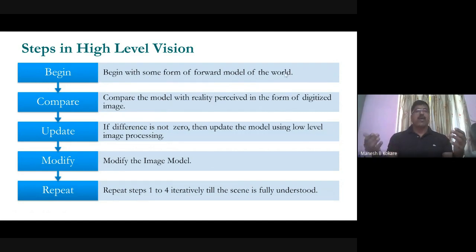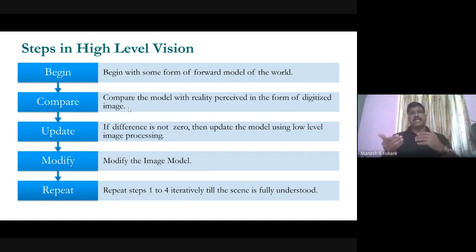After that we compare that model with the reality perceived in the form of a digital image. Yesterday we saw the block diagram of computer vision. The first step is image processing, which is nothing but early computer vision. Then you have a model, which is a mathematical model developed for achieving the real-world objective, and we check whether this mathematical model is achieving the real-world objective or not.